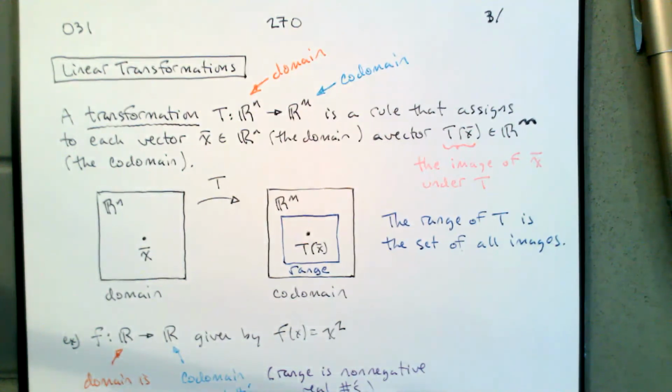We distinguish between the codomain and the range. The codomain is where the images are. The range is the set of all the images.